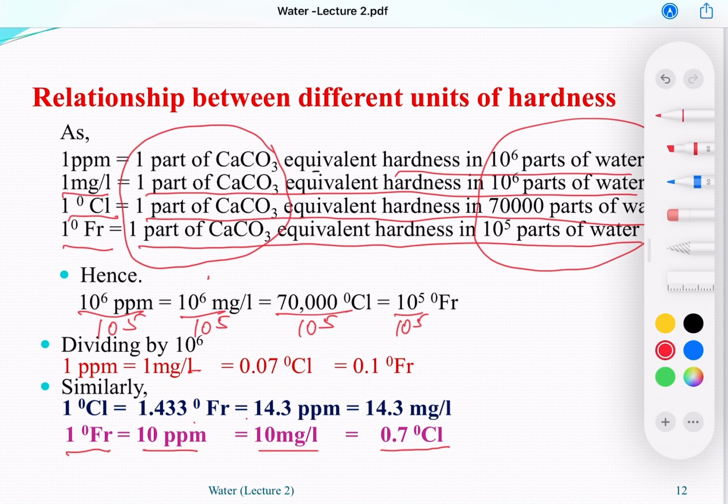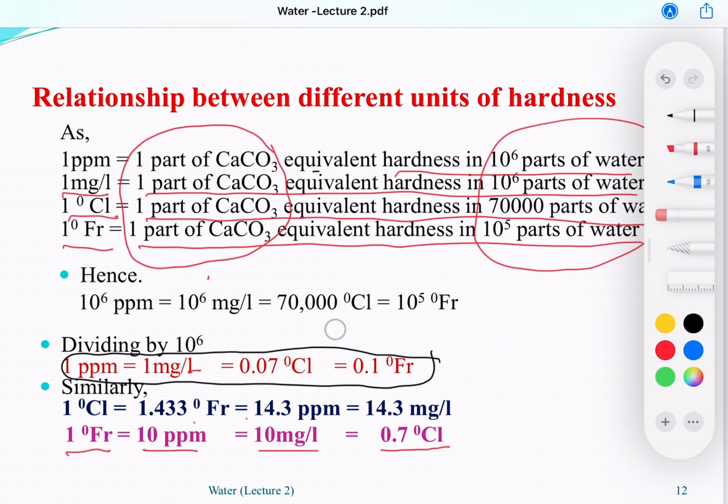Clark, sorry. Out of all the relations that you have studied, this first relation is the most important, and you will be using this relation very frequently when you are doing the numericals. So this is undoubtedly the most important one, and you need to remember this relation by heart, because in most of your numericals you will be requiring this relation.